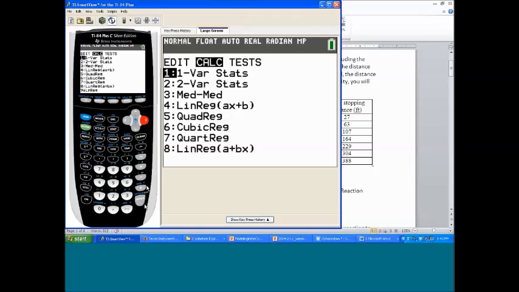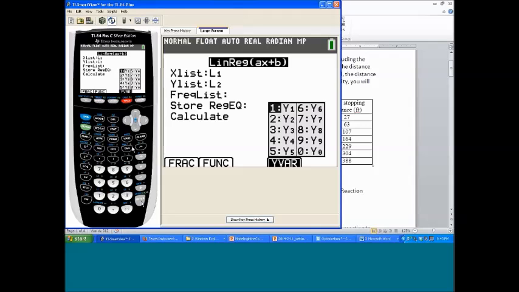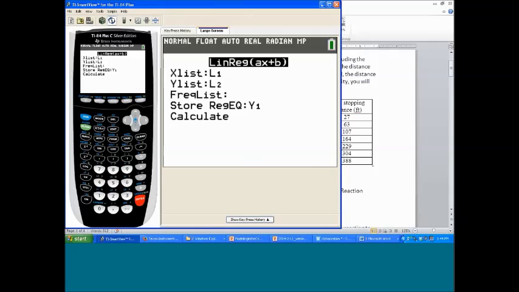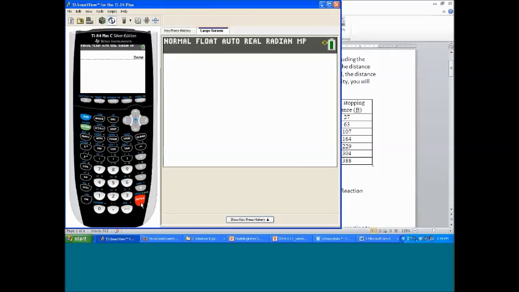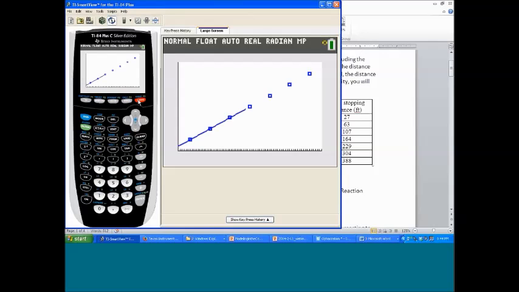Under stat calc, a couple of things I want to show you that are different with the TI-84C is that this linear regression is going to give us this little dialog box. This is new. X list, Y list, and then down here, store regression equation, it's going to give us an opportunity to store it directly into Y1. I can get that Y1 from my alpha trace, or you can always get it from the Y bars. Then we're going to come down, calculate, and there's my linear regression. You can see it put that equation directly in Y1, and it models my data beautifully.